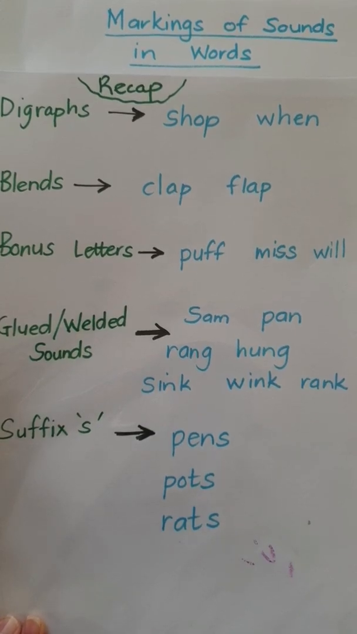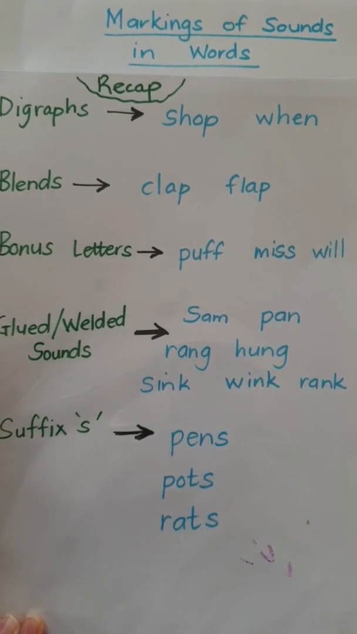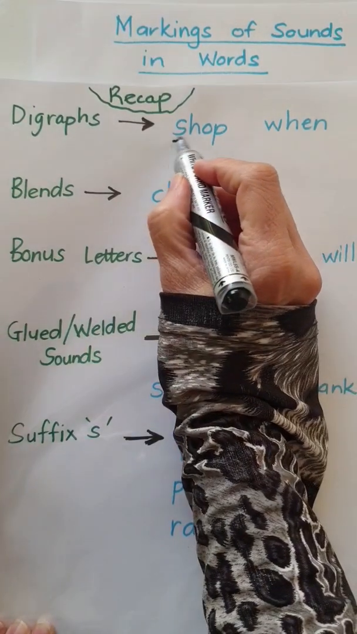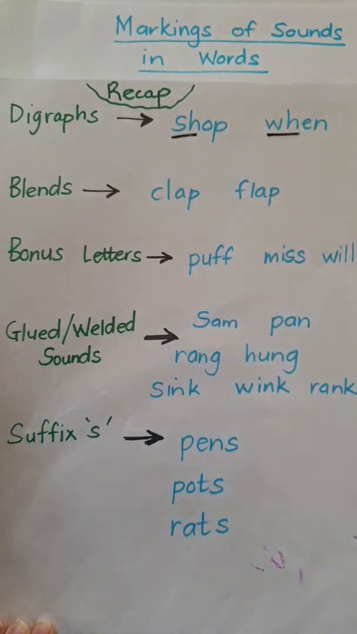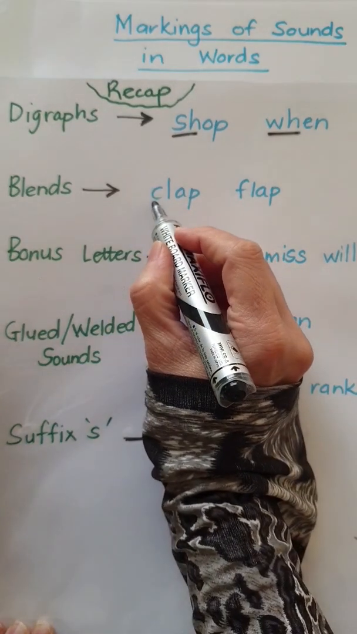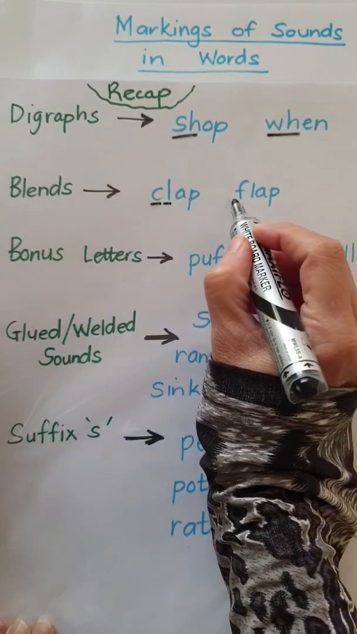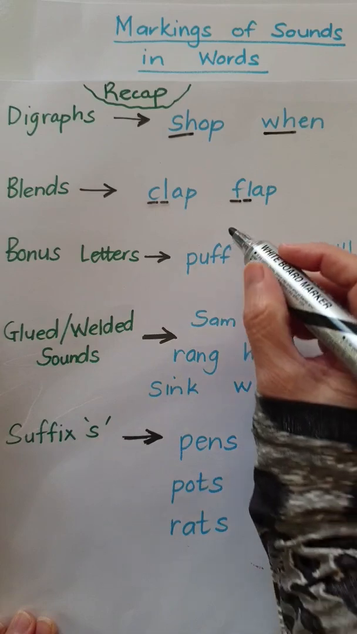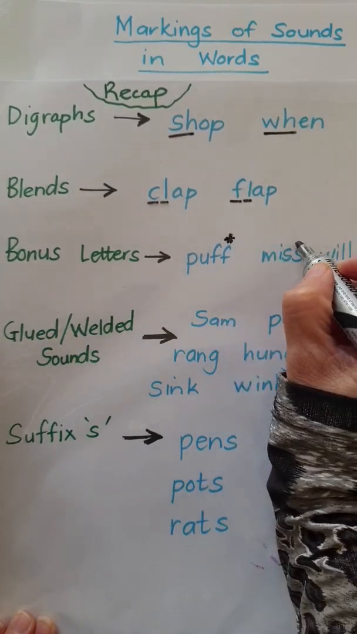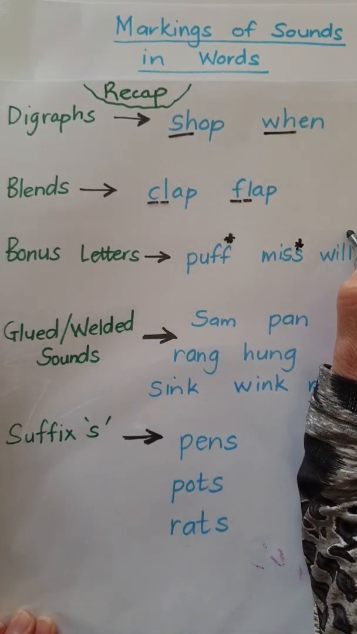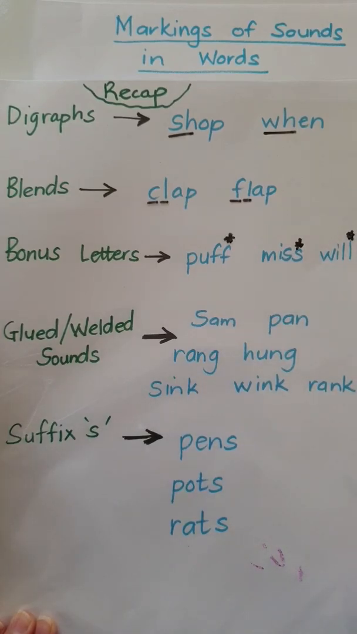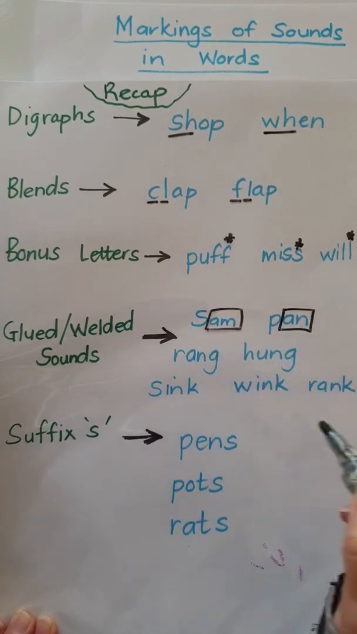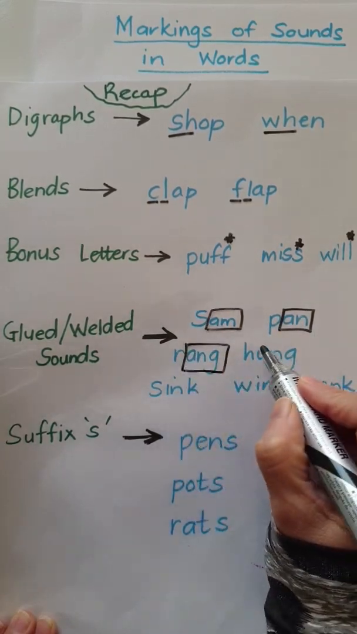So now we're just going to recap what we have done. When we mark sounds in words with digraphs, we're going to underline the digraph. When there's a blend in the word, we're going to give each part of the blend a line underneath it. If there's a bonus letter, we are going to star the bonus letter. And if it's a glued or welded sound, we are going to box it. The glued or welded sound gets a box around it.